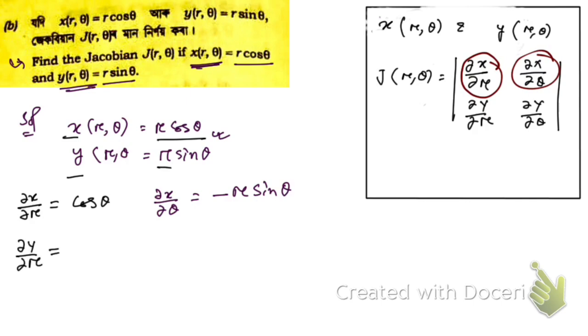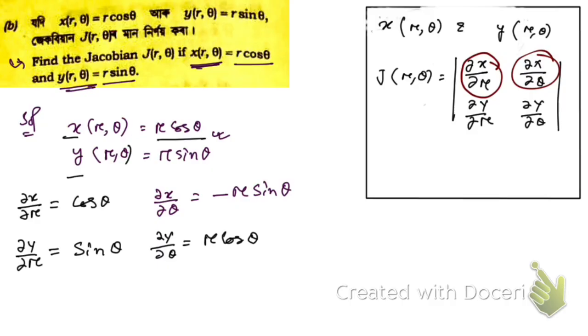Let's differentiate this, taking this part as constant, because we are differentiating with respect to r now. Then we're going to get sin theta. Then del y by del theta: take r as constant, and differentiate sin theta with respect to theta, which gives you cos theta. So hope you have understood this. Sorry, it's r cos theta, not only cos theta, r cos theta. Okay, now let's find the determinant.